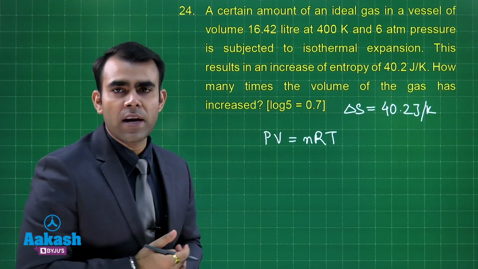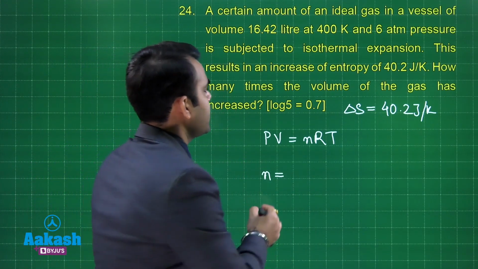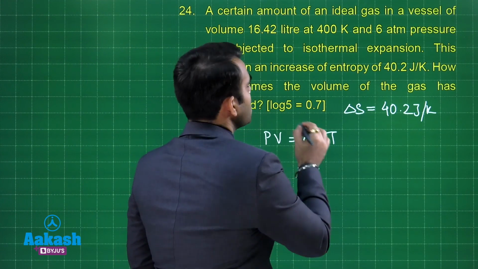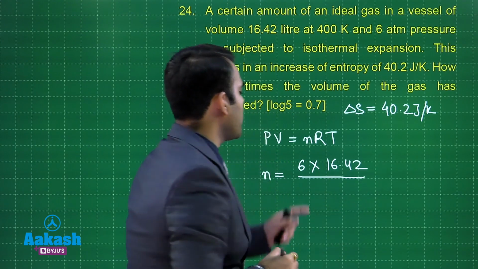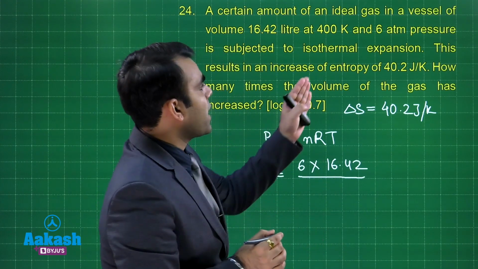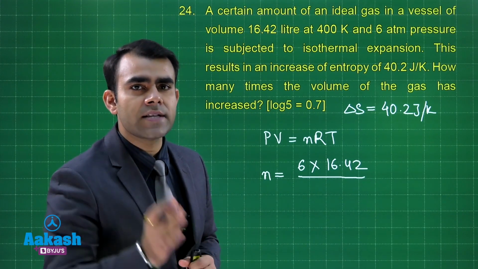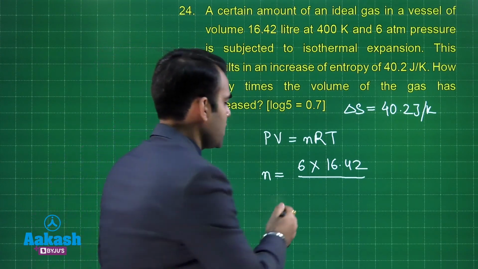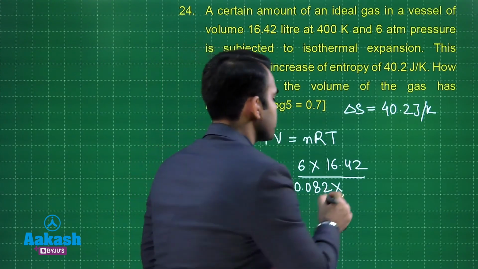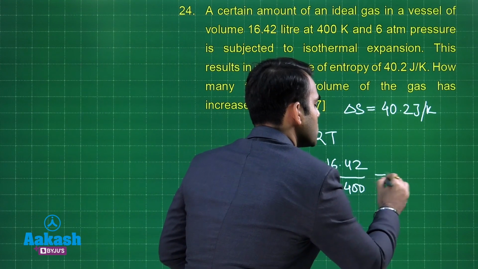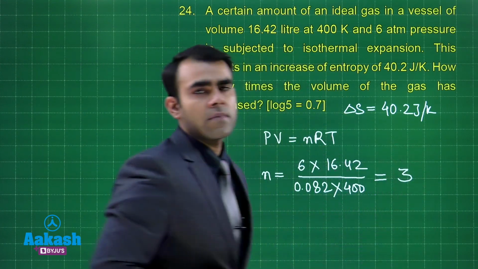You all know this formula very well. So n here is the pressure, that is 6 atm, into volume, that is 16.42, divided by R, and as pressure is in atm, volume is in liters, so the value of R that I have to put here is 0.082. So 0.082 into the temperature is 400 Kelvin. So this gives me my number of moles, and that is 3.